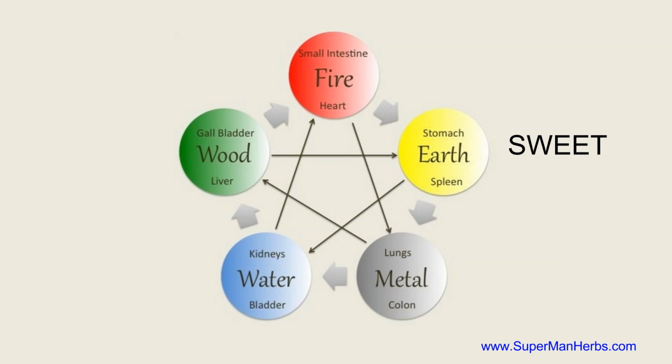Another way you can think about this, if you have an earth type of person, these people do tend toward obesity, do tend toward diabetes because they often eat too much sweet food and the spleen just can't keep up with it.